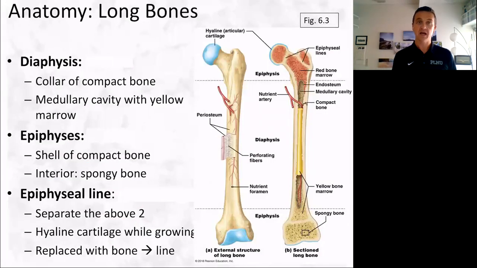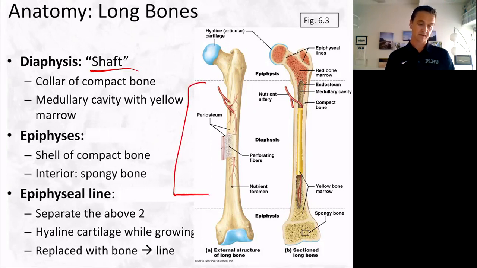Okay, so let's look at the anatomy of a full-size bone, a long bone. In long bones, we have two main portions, the diaphysis and the epiphyses. The diaphysis is the shaft, the middle part, and you can see that diaphysis here in the middle. It has a collar of compact bone that goes all the way around it. And then the medullary cavity in the middle is where yellow marrow is.